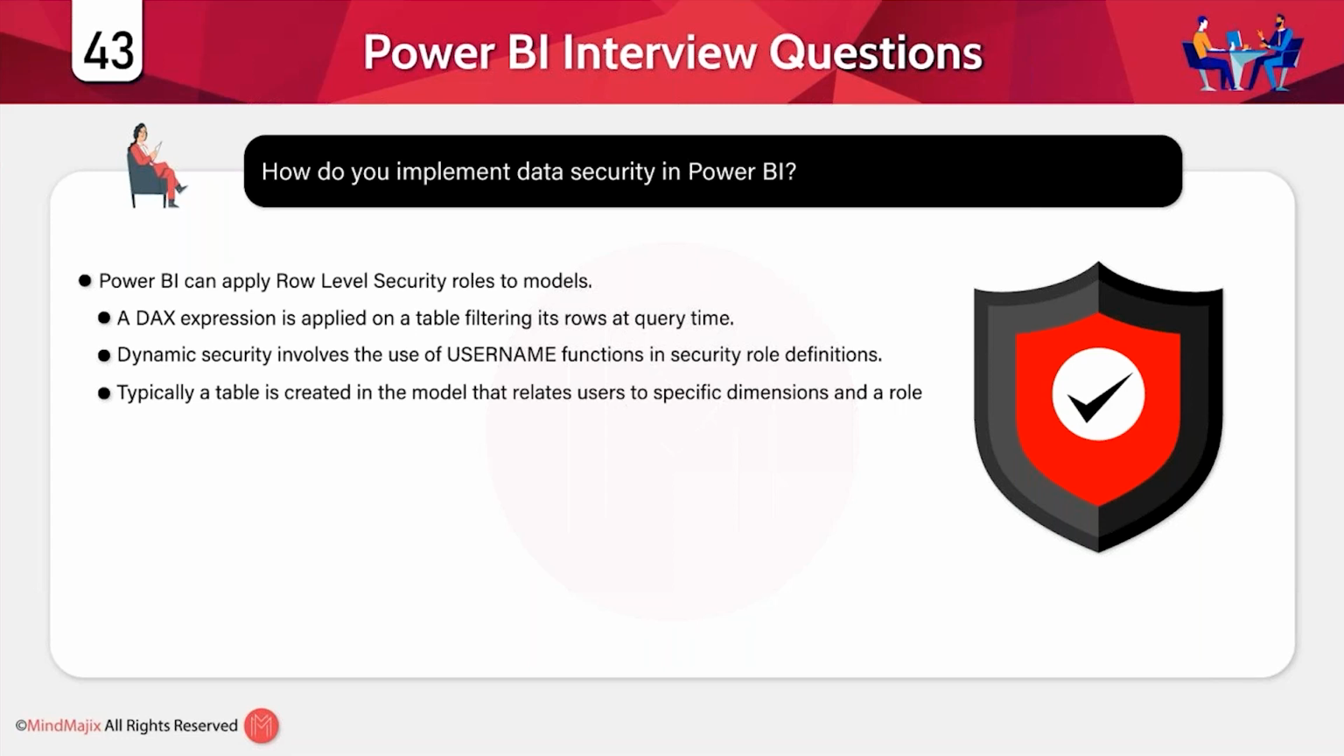Right, so you set it up so that you only give this data set when somebody is with the name of so and so. Dynamic security involves the use of the USERNAME function in the security role definition, as I said. And typically a table is created in the model that relates users to specific dimensions and roles. So you give them what kind of role you want to give and what kind of access you want to give to that particular user.